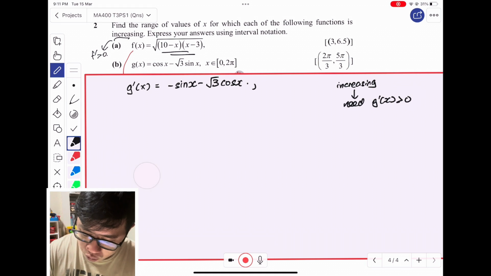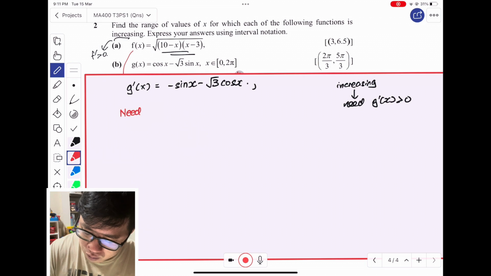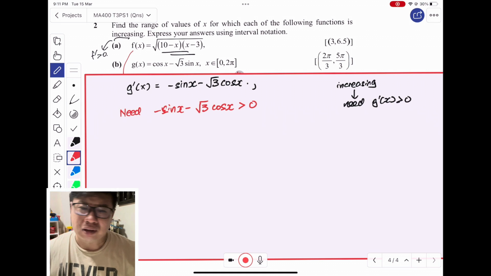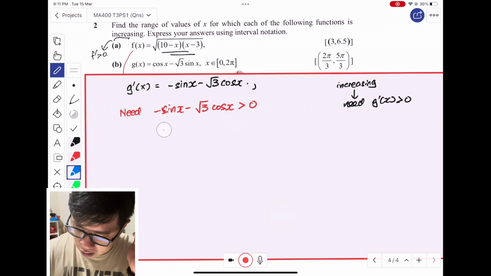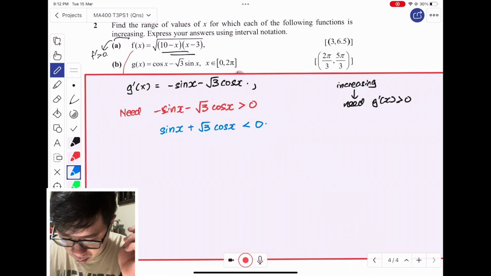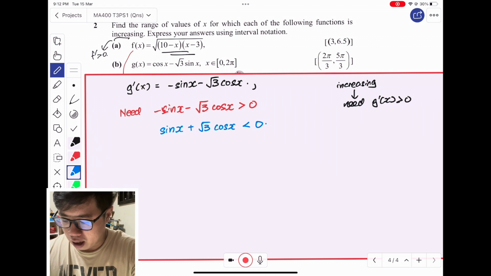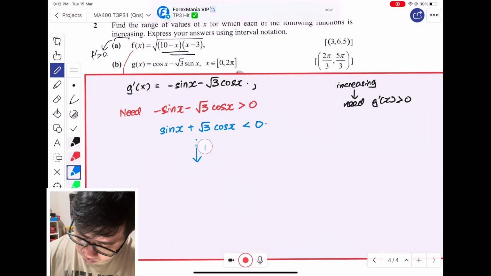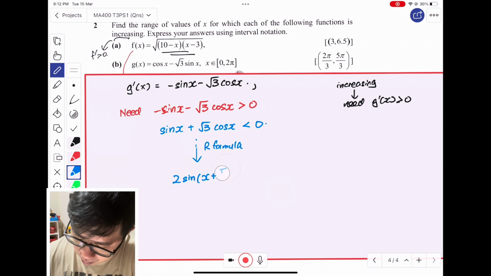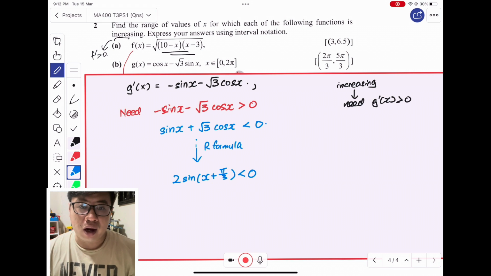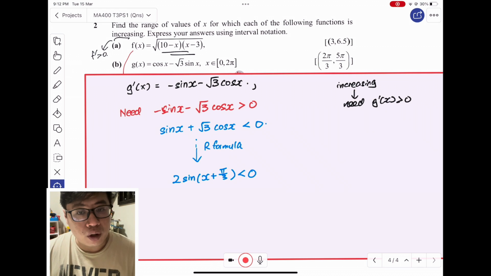Okay, so from here we are looking at a trigo inequality. We need our g prime x more than 0. Basically, we need negative sine x minus square root 3 cos x to be more than 0. Now the negative sign seems to scare people a bit, so let me change it to positive. I'm going to multiply both sides by negative 1, and you see that I have sine x plus square root 3 cosine x less than 0. Now let me simplify this further. I will change using R formula. This gives me 2 sine of x plus pi over 3 to be less than 0. And this is one of the situations where you find that using R formula is so helpful, because it changes two trigo terms into one.